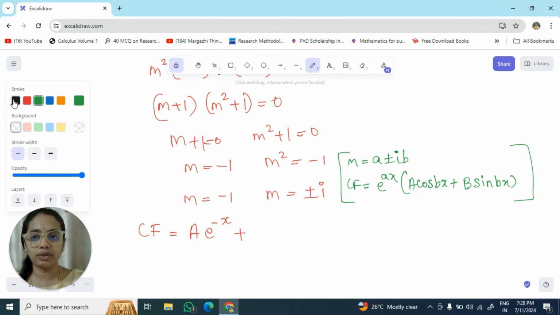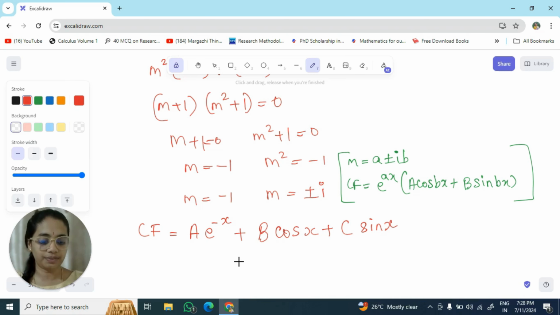Agree? So here we don't have a, right? A is 0, we have only b, and e to the power 0 is 1. So I can directly write, I can change the constants, right? So b value is 1 over here, because 1 into i is i, right? So 1 into x is x. So I can just write it as b cos x, c sin 1 into x, which is nothing but x again. So we are done with finding the complementary function of the given differential equation.